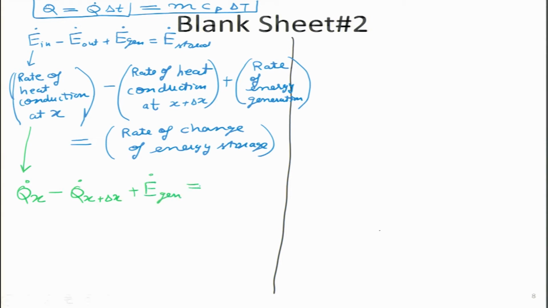So, the third term is directly E dot gen, and what is the rate of change of energy storage? I will perhaps express it in this way, that the energy of the system, the rate of change of that. So, it is simply delta E, how much it changes divided by delta T. So, this is where I wanted to explain a little bit about what is delta E.